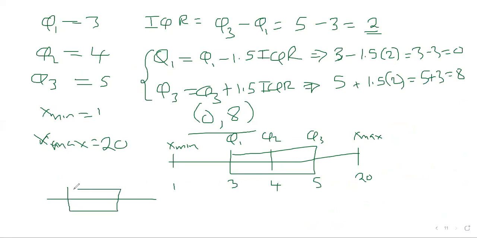We have 1, 3, 4, and 5. So this is where the other thing will also end.